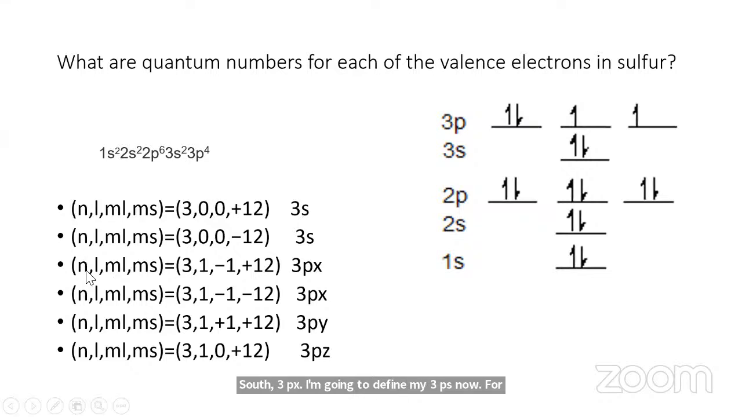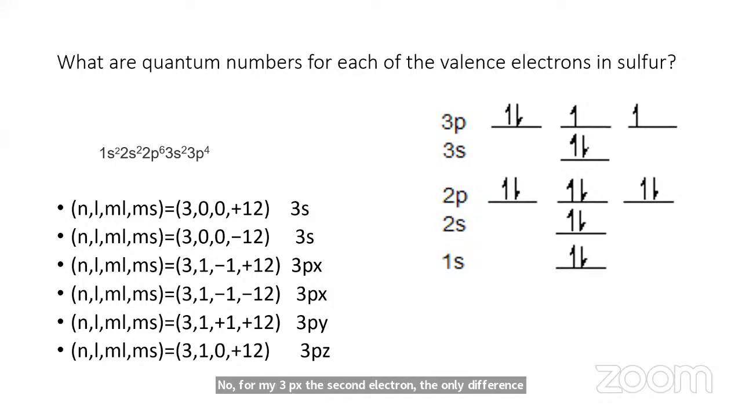For my 3px, my n is going to be 3. My L is going to be 1 because it's a p orbital. My ML is going to be minus 1. Remember that ML is from minus 1 to what? It's going to be from minus 1 to plus 1 because your L is 1. Then my spin is going to be spin up, which is plus half. That is my 3px. Now, for the second electron in the 3px, the only difference will be in their spin.